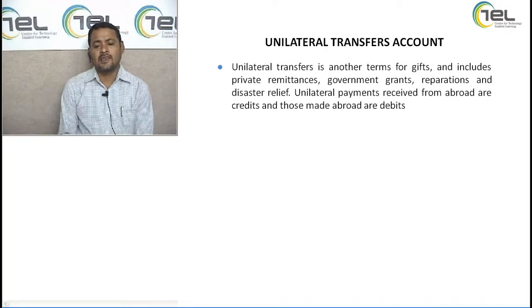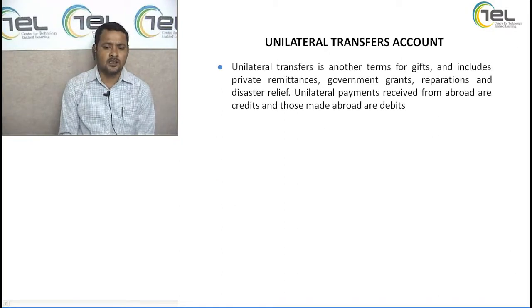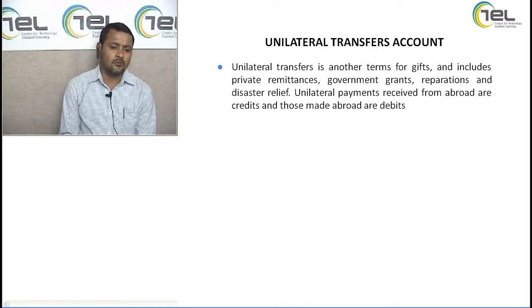The next heading is unilateral transfers. Unilateral transfer is another term for gifts and includes private remittances, government grants, reparations and disaster relief. Unilateral payments received from abroad are credits and those made abroad to outside countries are debits. So these are gifts and grants that we discussed.